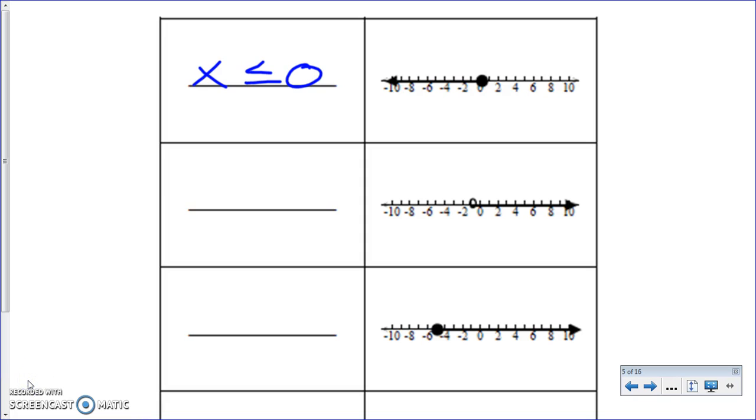For our second one here, again, we're going to have x, and we can tell that the dot is open, so it's not going to be equal to. We know it's just going to be greater than or less than. It's heading to the right, so that tells us it's greater than. And the dot, the circle, happens to be over -1. So if we put all those pieces together, we can see that x is greater than -1.